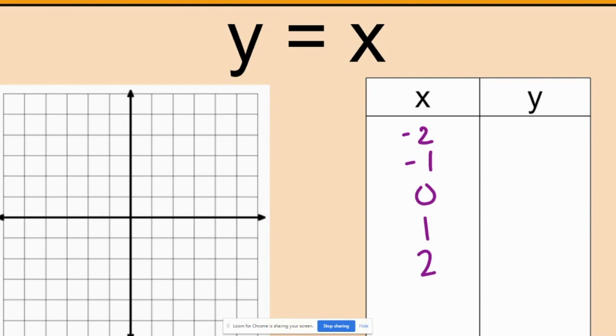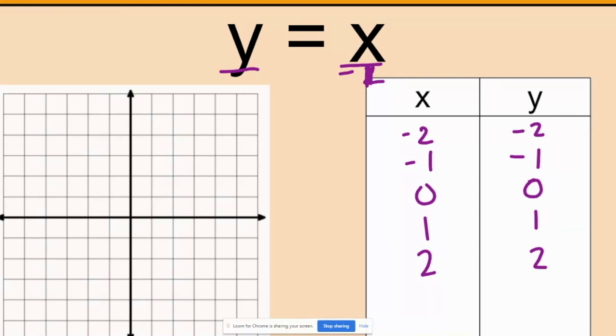So if I plug in negative 2 for x, that means y is negative 2. If I plug in negative 1 for x, well, that means that one's negative 1. Are you seeing a pattern? This is saying that y is equal to x. Hey, 0, 1, 2. What does this look like on a graph?